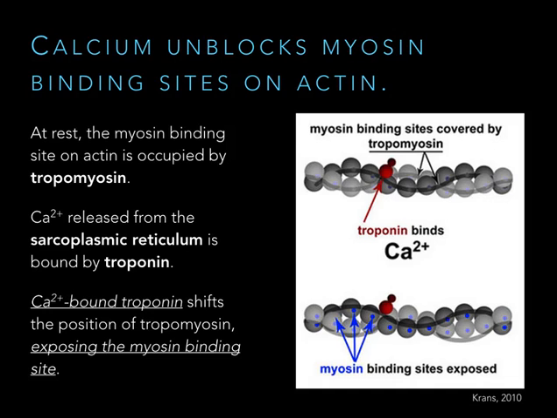Once we have an increase in calcium, calcium is going to bind to this other protein called troponin, which pulls tropomyosin out of the way. Muscle cells are filled with calcium in this sort of modified endoplasmic reticulum called the sarcoplasmic reticulum. Once we have release of calcium from there, calcium binds to troponin, pulls tropomyosin out of the way, and the myosin binding site is exposed. Once the myosin binding site is exposed, we can have our myosin power stroke.